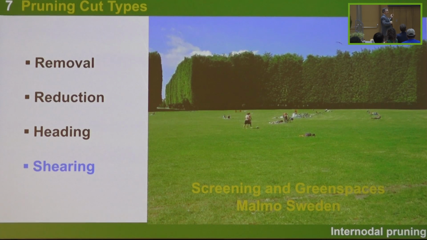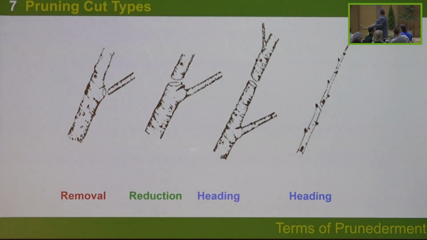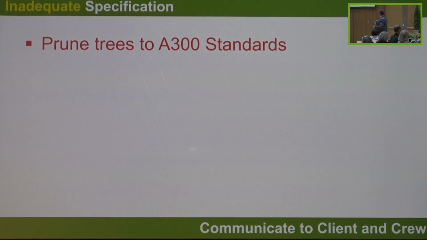All right, so we have removal, reduction, heading, shearing cuts. So this is a shearing cut. It's really a heading cut, but you have a specific purpose here, with European beeches made into a hedge tree. Now, removal, reduction, heading, and shearing. All right, internodal or nodal.